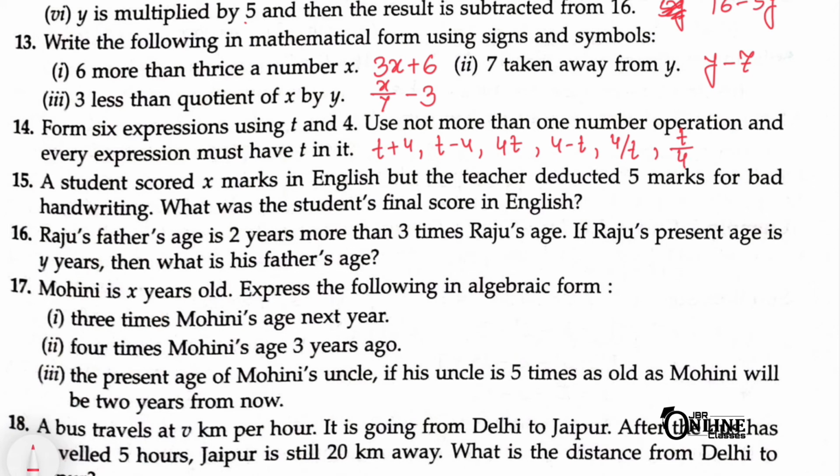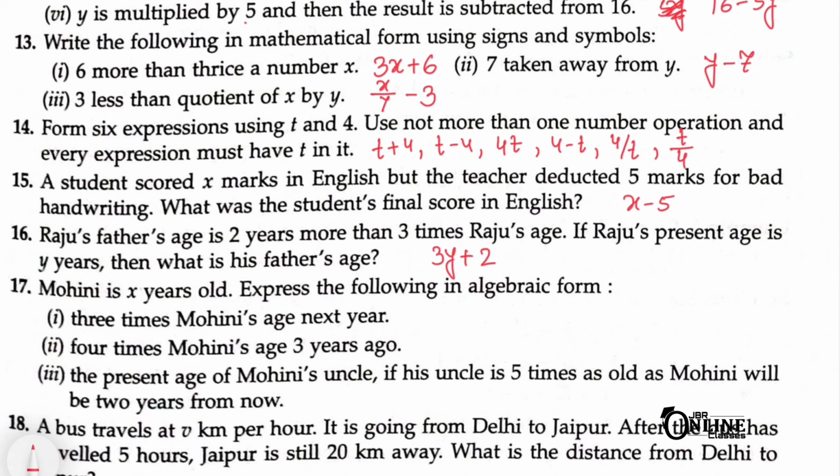Now next, sum number 15. A student scored X marks in English, but the teacher deducted 5 marks for bad handwriting. What was the student's final score in English? Definitely X minus 5. It's very easy. Raju's father's age is 2 years more than 3 times Raju's age. If Raju's present age is Y, then first find out 3 times of Y. 3 times of Y means 3 into Y, that means 3Y. Now here 2 years more than 3Y, so again you have to add plus 2. So that is Raju's father's age, 3Y plus 2.